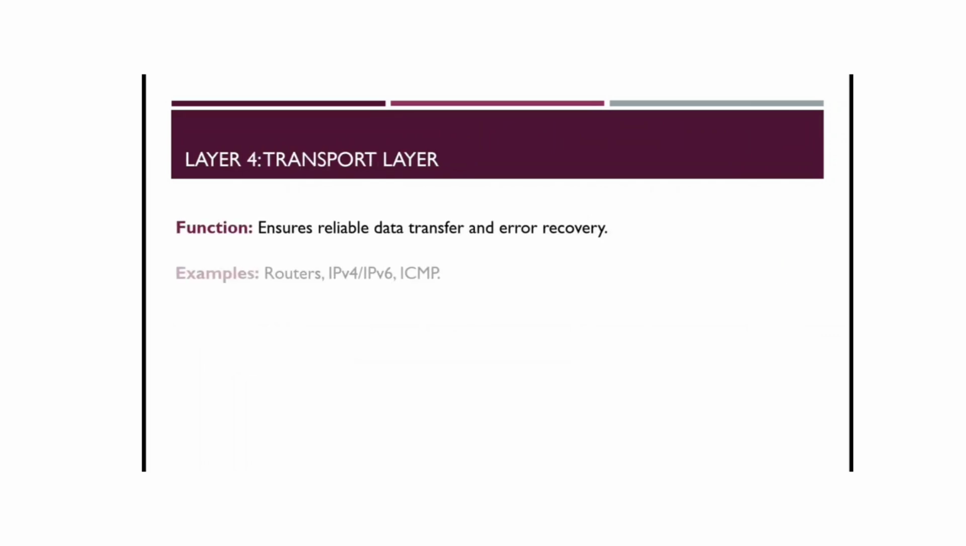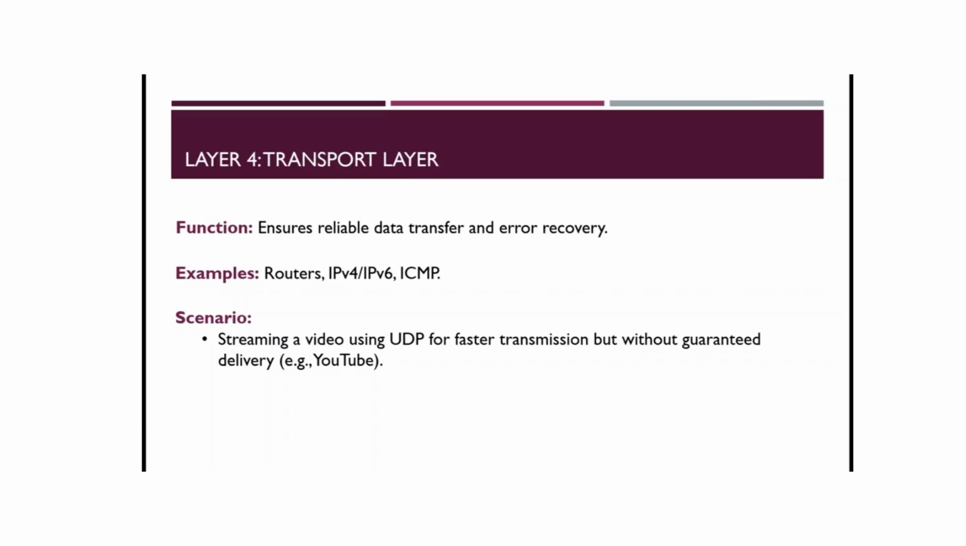Our fourth layer is the transport layer, which is responsible for ensuring end-to-end communication between devices and providing reliable data transfer across networks. It ensures the data is delivered correctly and without errors. This layer is responsible for managing how data is sent and received between devices on different networks. For example, it uses different protocols such as TCP and UDP to transfer the data.